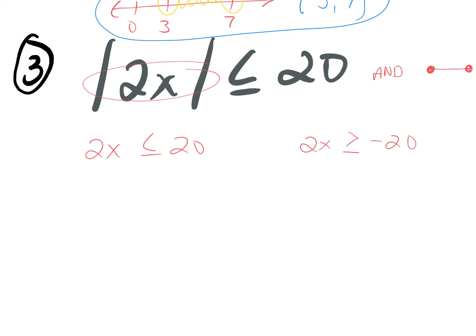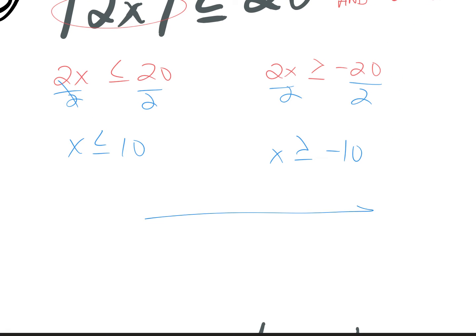So go through the solving process. This is pretty basic. I'm going to divide both sides by 2. So x is less than or equal to 10. Divide both sides by 2. X is greater than or equal to negative 10. Now, to answer this question, negative 10, 0, and 10.